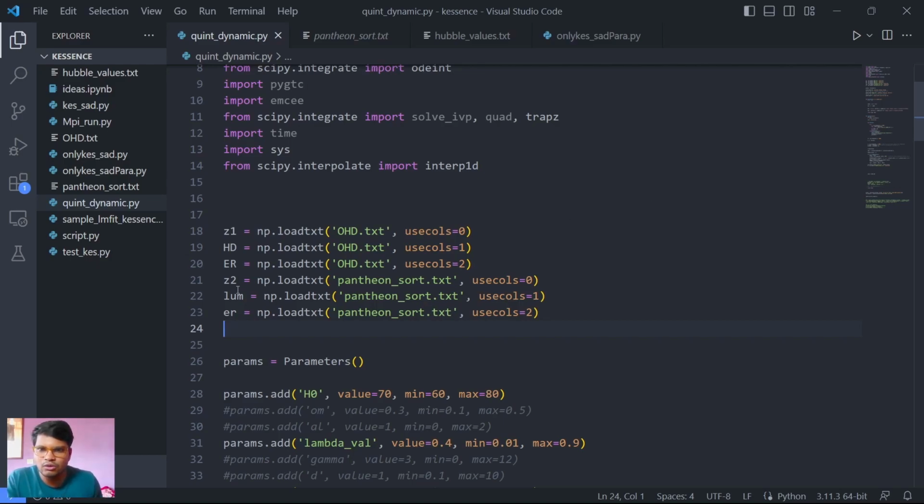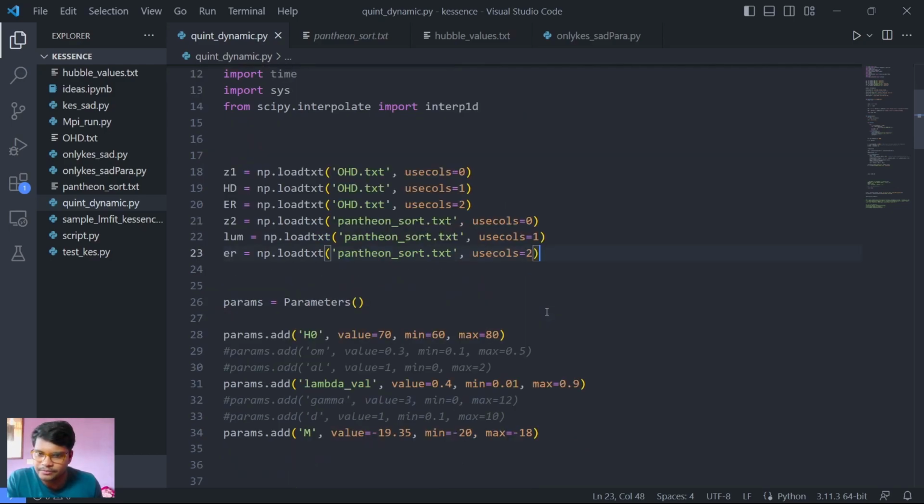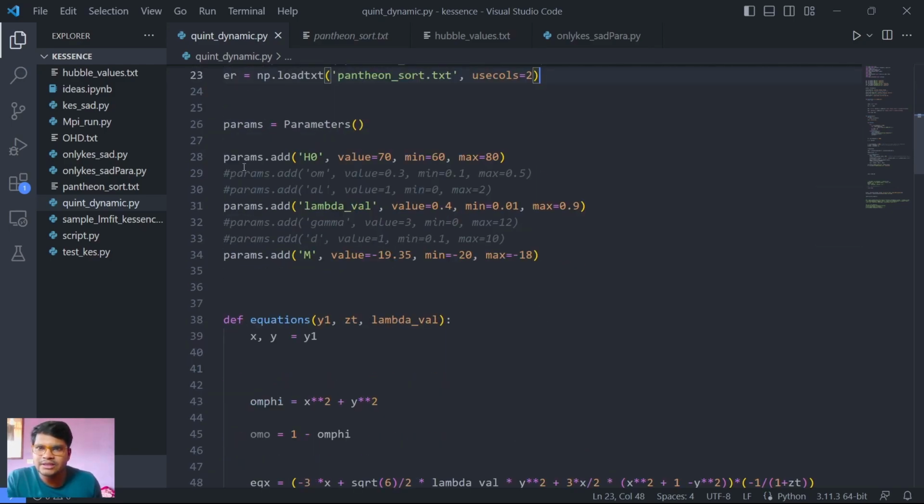So there is a Z2. Again, we have different data sets. That's why we are labeling it as Z2. Use column 0. Luminosity, that is the luminosity distance, we use column 1, and there is an error from here. Now what we have to define is the parameter space. So this is the params, which is the parameter space.